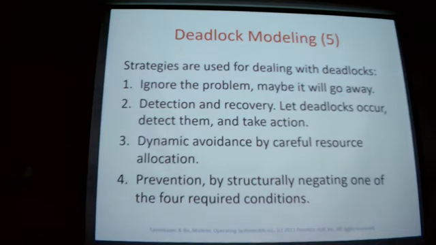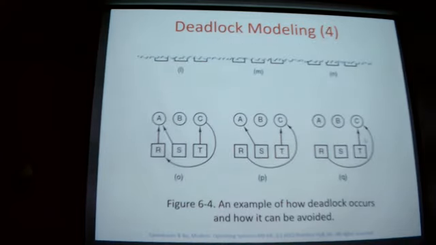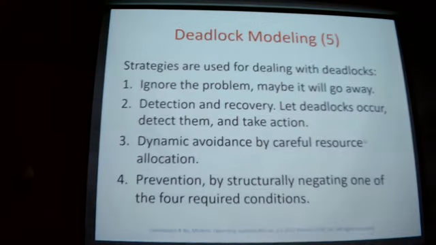For example, careful allocation. In this example, there is careful allocation and no deadlock. The third one is pre-processing. The first one is prevention, that is, structurally negating one of the four required conditions.